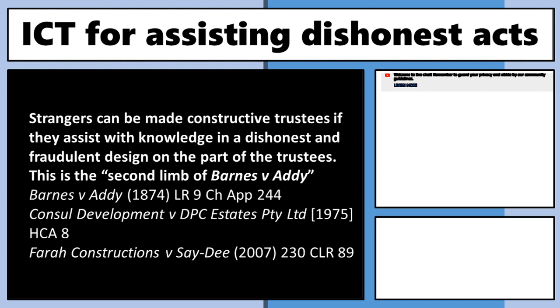The knowing assistance rule. For whatever reason I didn't put it on the slide. It's on the top of the next slide, but this is an institutional constructive trust for assisting a fiduciary in a dishonest act. And again, the language they use is expressed in broad terms. They use the phrase fraudulent design. And even though it looks like I'm doing this out of order, this is the second limb of Barnes and Addy. Barnes and Addy talked about assisting people, and they also talked about knowingly receiving property. Those are the two aspects of Barnes and Addy.